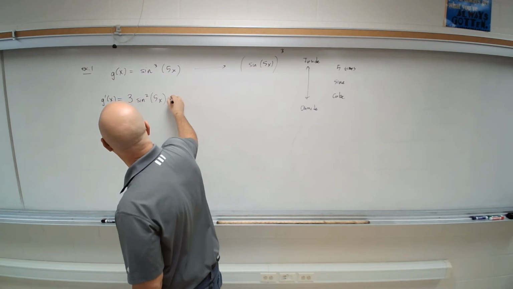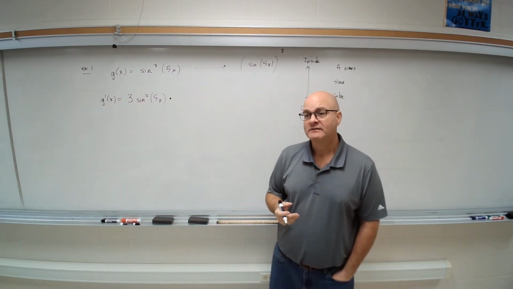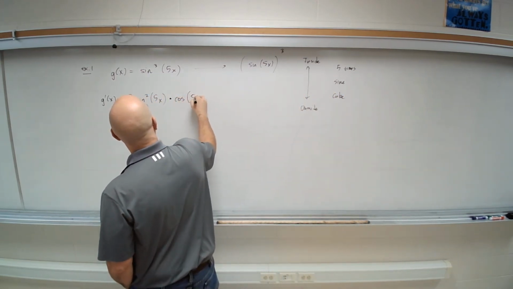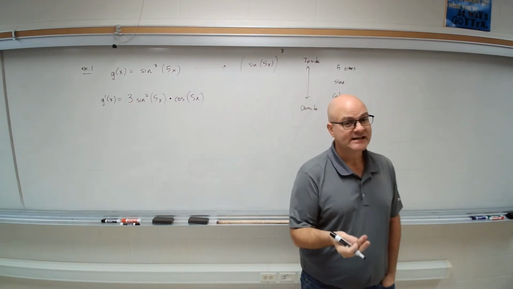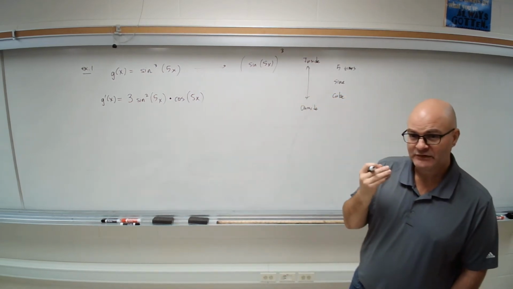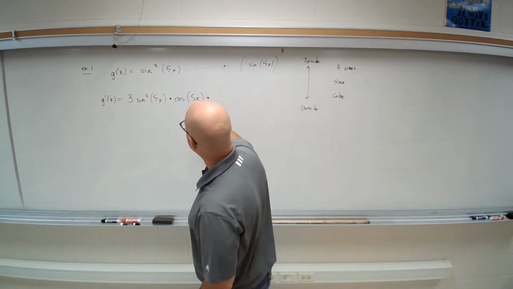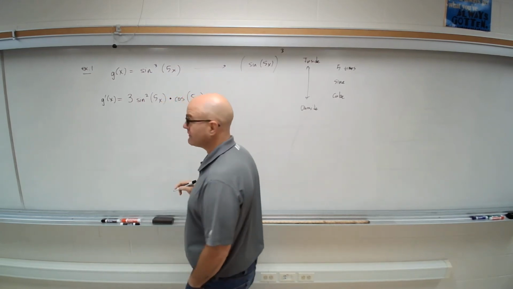The next part would be to deal with the sine function. What's the derivative of sine? Cosine. So it's going to be the cosine, and whatever's inside, in this case the 5x, will stay exactly the same. We just do one piece at a time. The last thing we do is we take the derivative of 5x, which is just 5.